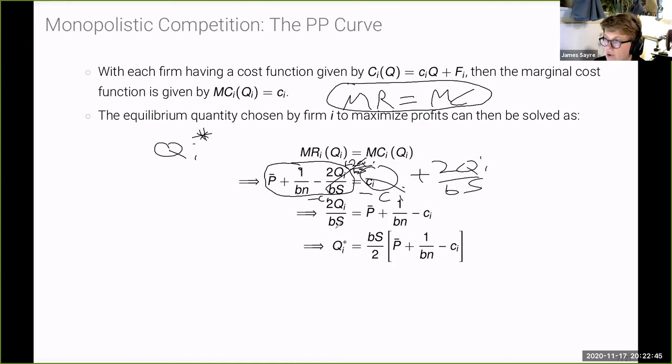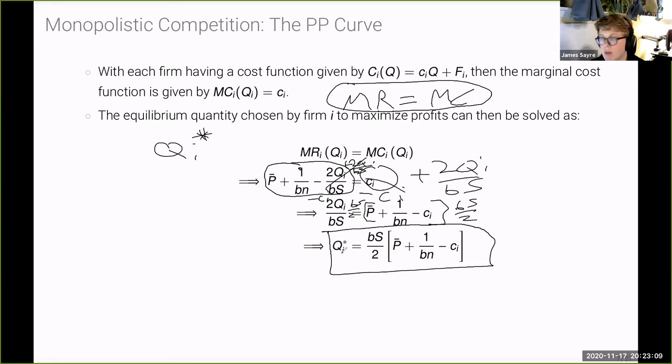And then the next step is just to get rid of this 2 over Bs from this side. I can do it by multiplying both sides by Bs over 2, and likewise multiplying the right-hand side by Bs over 2. And so we get this final result: the optimal quantity Qi that my firm i is going to be producing is just given by Bs over 2 times P bar plus 1 over Bn minus Ci.